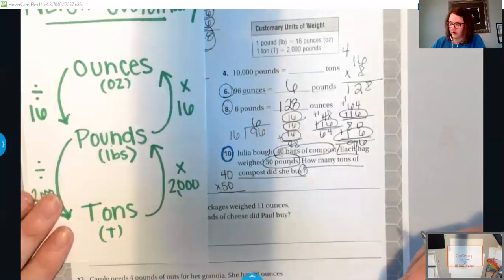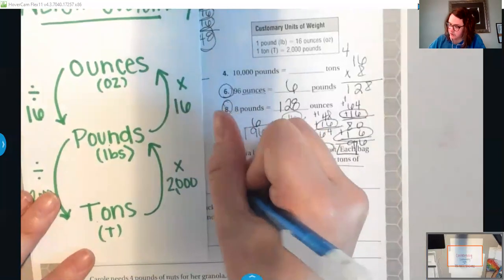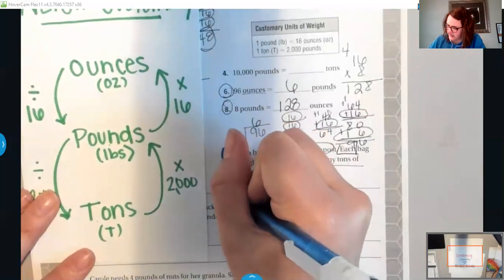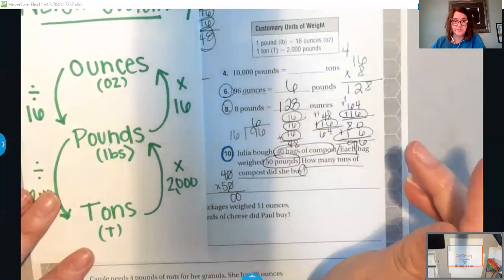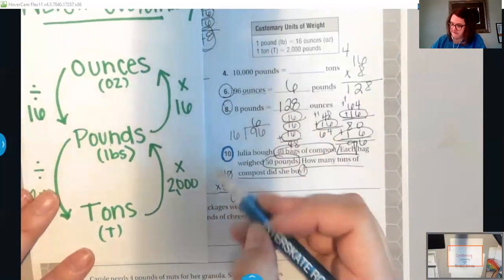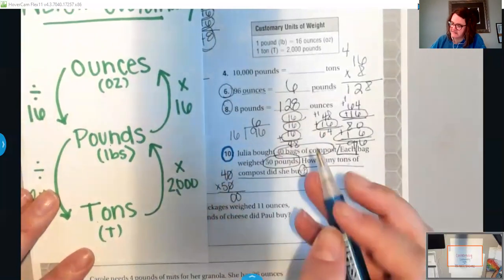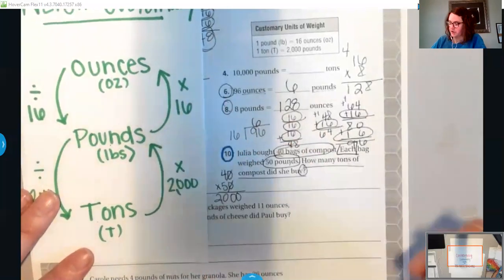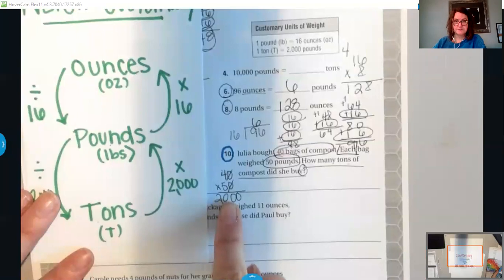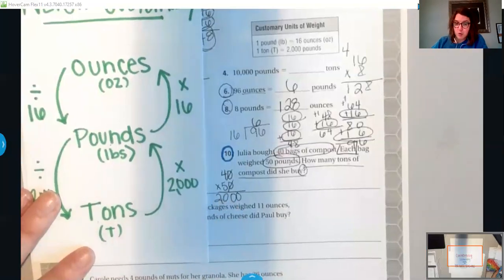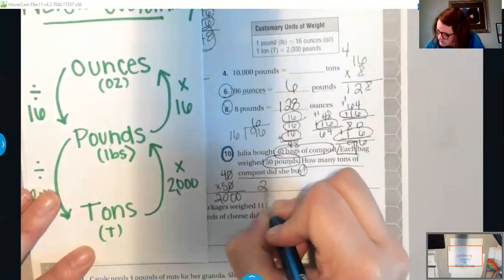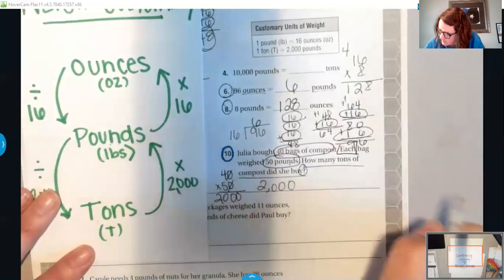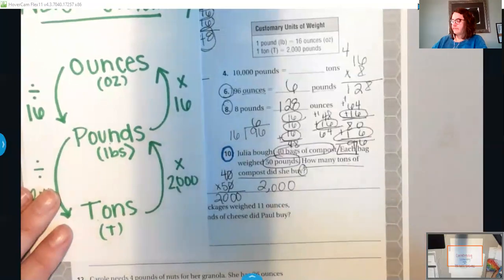When I take 40 times 50, I can just cross out these zeros and put them in my answer. And then I have 4 times 5, which is 20. So my answer is 2,000. So she bought 2,000 pounds of compost for her garden.